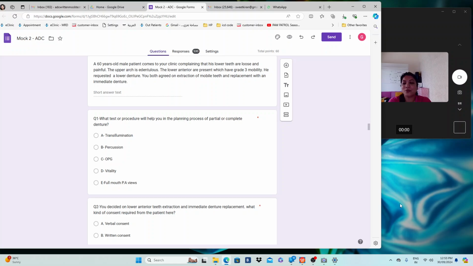After that, I would choose vitality. After that, I would choose percussion. And after that, I would choose trans-illumination. And I will never choose full mouth PA for a complete edentulous patient.